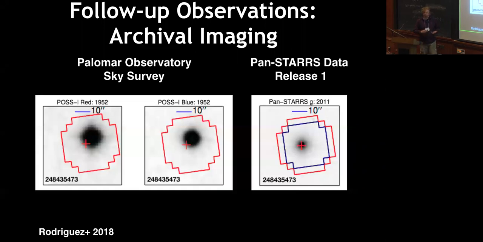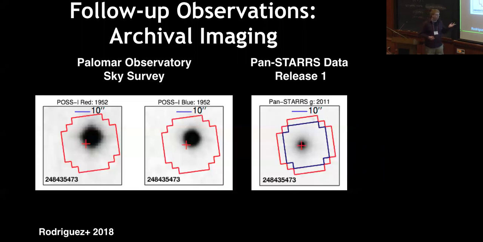So if there was some bright star right behind it that could be causing one of these transit signals, we probably would have seen it. We can see a little bit better in this blue image, which is a little bit tighter in focus. And then we also use modern imaging. This is from the Pan-STARRS data release.